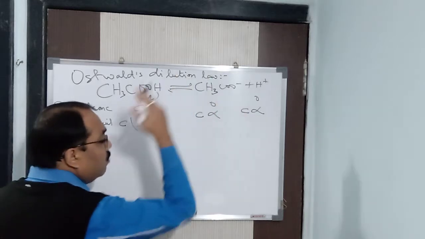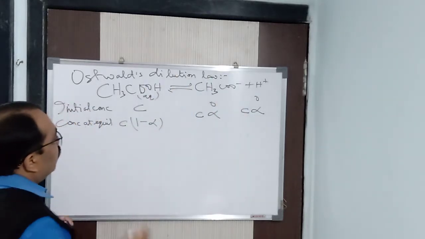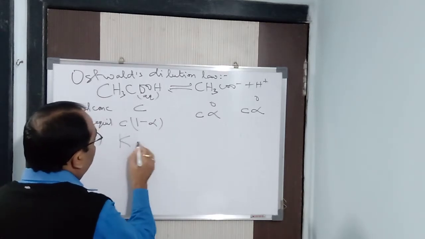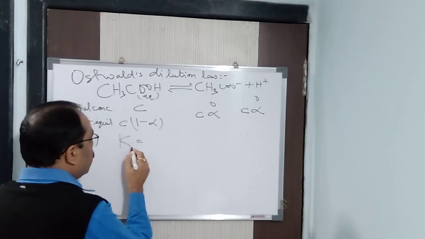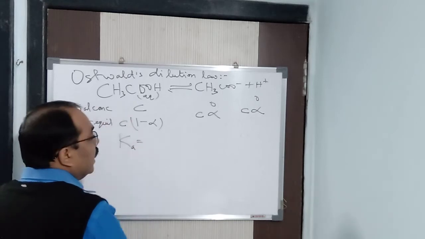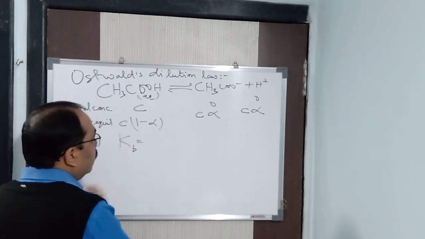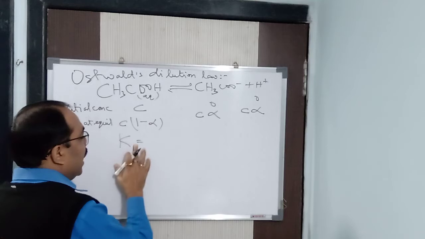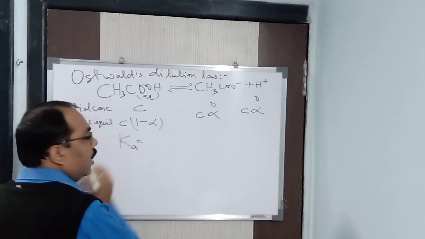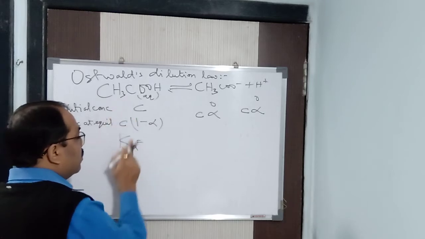So I will multiply C throughout. Now we will see the equilibrium constant, which we have already studied in chemical equilibrium. Here it is an acid, so I will write it as Ka. If it were a base, I would have written Kb. But as it is an acid, it is Ka. So for acetic acid, I have written Ka.